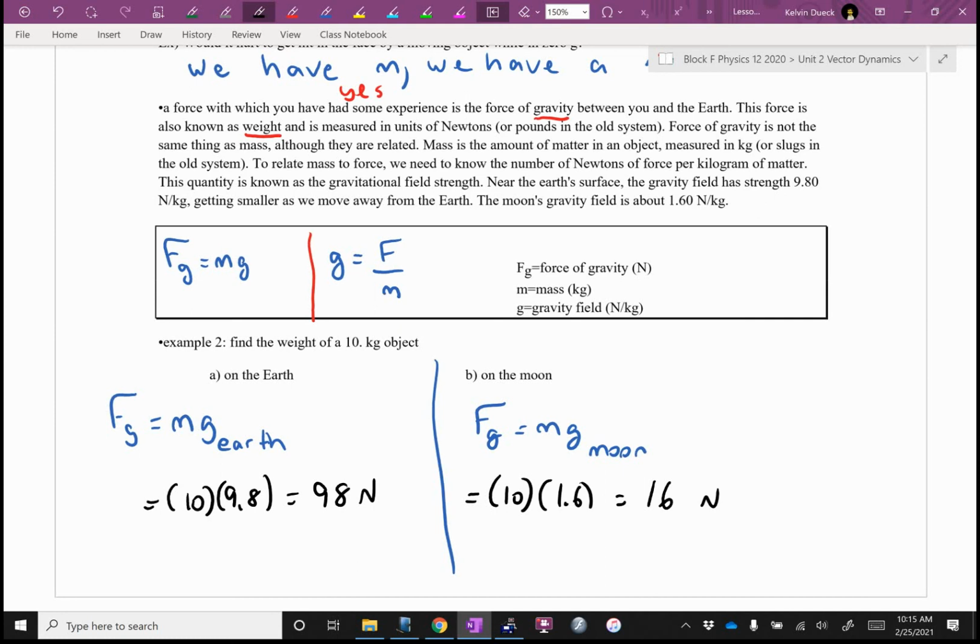Your weight is what changes. Your weight is location dependent.